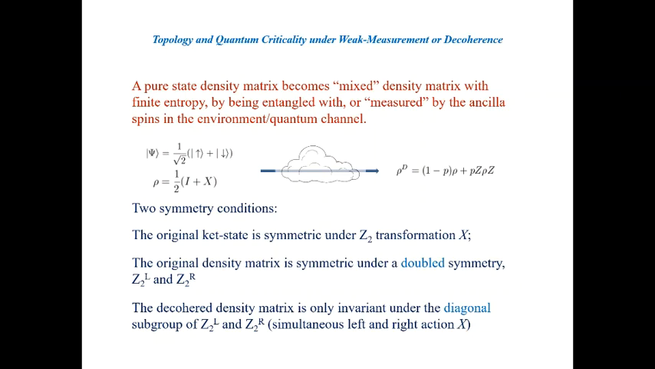So now you can see that this density matrix, which is a mixed state density matrix, is not invariant under the left action of X or the right action of X, but it's symmetric under simultaneous action from the left and right. So this is an example where the pure density matrix has a double symmetry condition, but the mixed state density matrix has the diagonal symmetry condition. This symmetry condition can be illustrated in this very simple example.